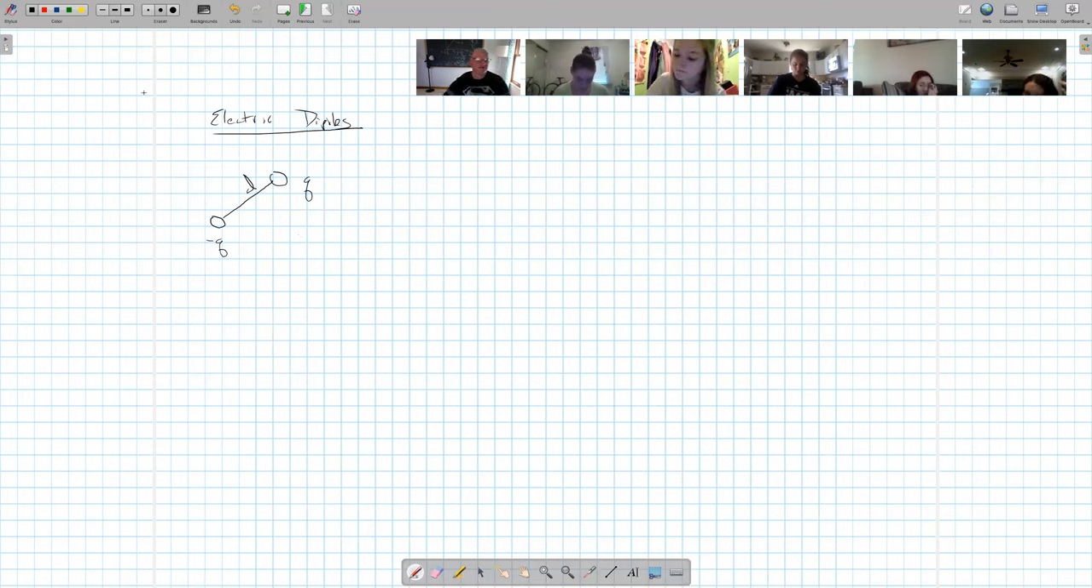What this does is this creates an electric field in between. My electric field is going to point from the positive charge to the negative charge. So this is my electric field. But it also sets up what's called a dipole moment. The dipole moment points from the negative charge to the positive charge, so the opposite direction of the electric field. The dipole moment, little p, is equal to the charge times the distance, where that distance we're going to write as a vector. Again, the magnitude of d is equal to the length or distance between the charges.